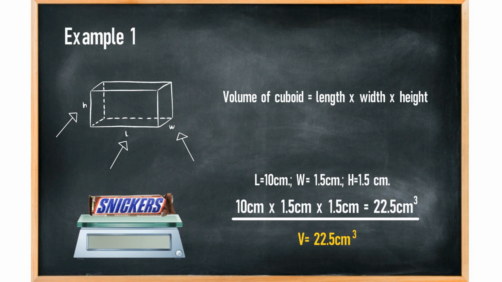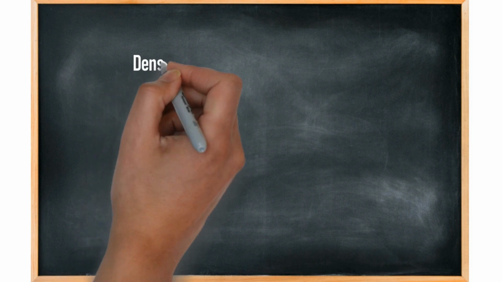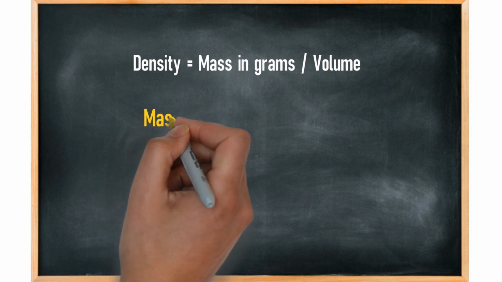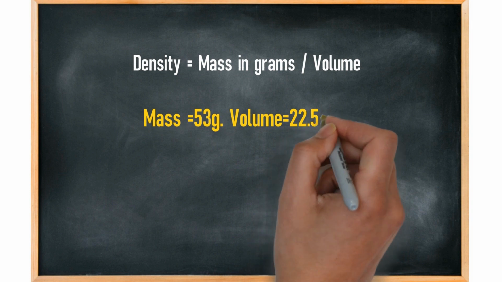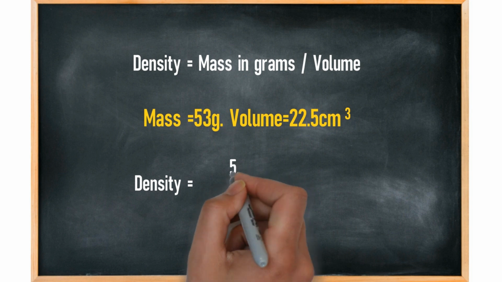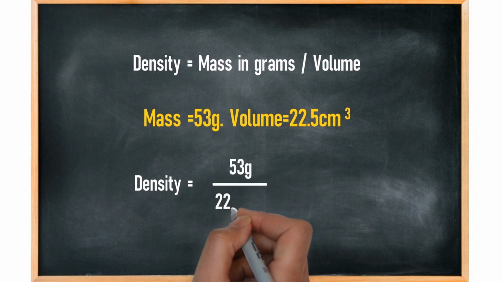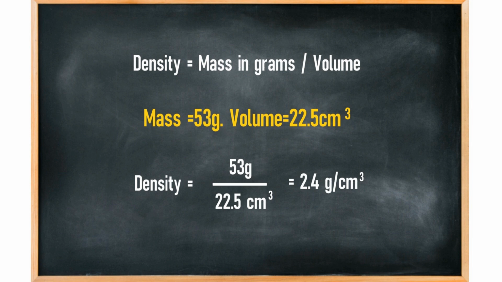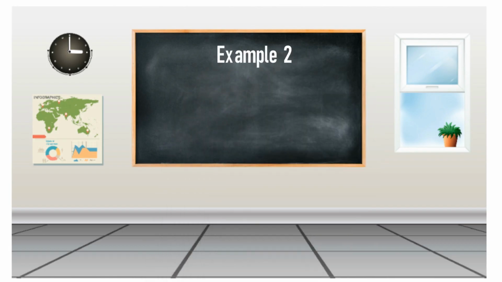We can go ahead and work out its density, as we already have information about the mass of the Snickers bar. We can do this by accurately inputting the known pieces of this density puzzle into our density formula, which was density is equal to mass in grams divided by volume. We know the mass of the Snickers bar is 53 grams. We have just calculated that the volume is 22.5 centimeters cubed. When we input these values into our density formula, we form the equation density is equal to 53 grams divided by 22.5 centimeters cubed. This gives us an answer of 2.4 grams per centimeter cubed to 1 decimal place for the density of the Snickers bar. Let's consider example 2.